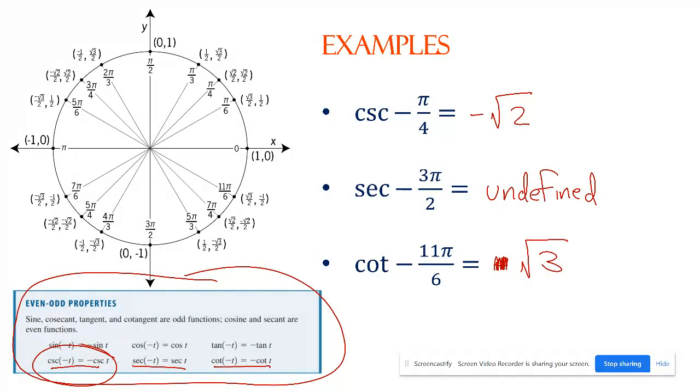So cosecant follows the same rule as sine, and to find cosecant, you take the sine, the y value, and you flip it. Secant follows the same negative rule as cosine. To find secant, you take the cosine, the x value, and you flip it. Cotangent follows the same negative rule as tangent, and to find it, you take the cosine over the sine, or the x value over the y value. So there you go with cosecant, secant, and cotangent.